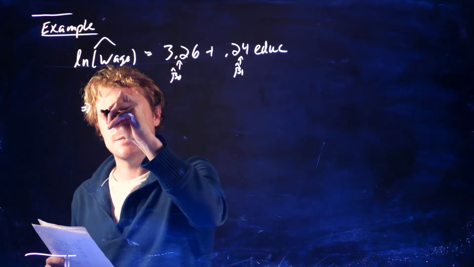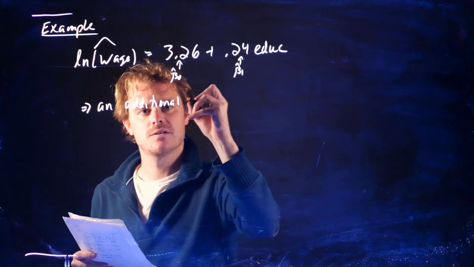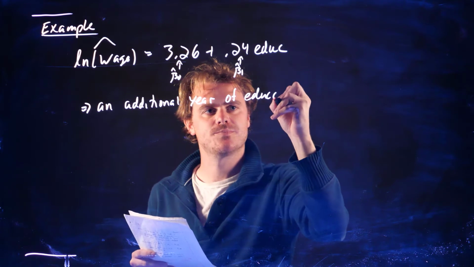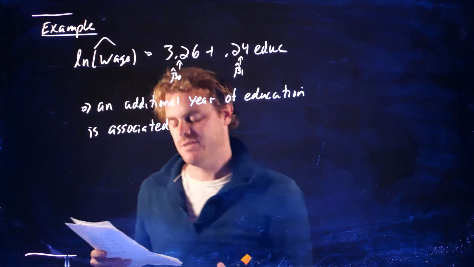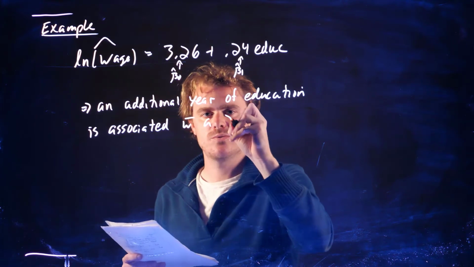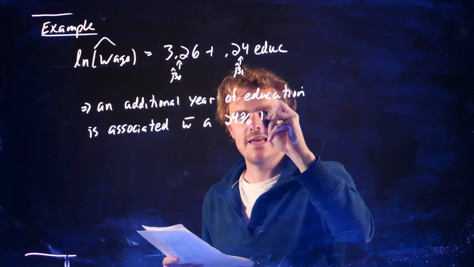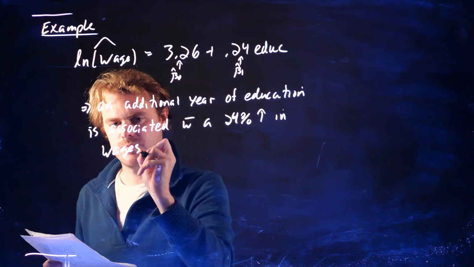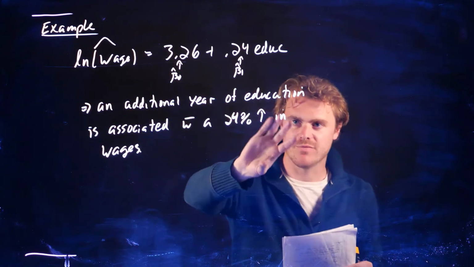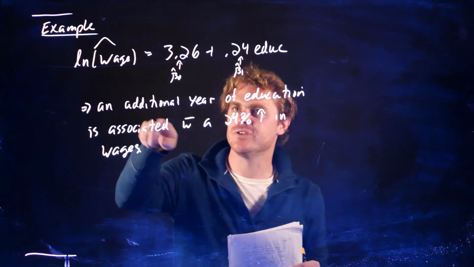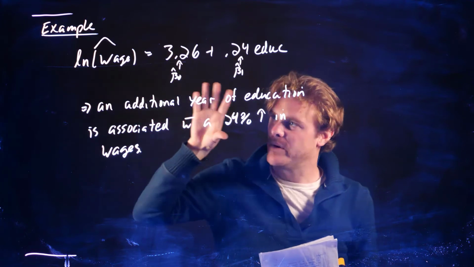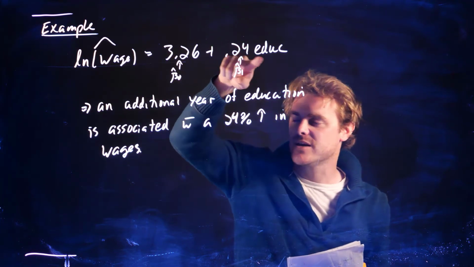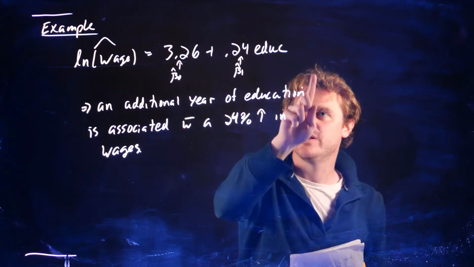And so the interpretation of this is an additional year of education is associated with a 24% increase in wages. So throughout this course, we just have to be a little careful with percent versus percentage points, right? Here we have 0.24 as our beta hat 1. So we multiply this by 100, so it becomes 24. And so the interpretation of this beta hat 1, this estimate that we got, is that an additional 1 year, or 1 unit increase, in education is associated with a 24% increase in wages.